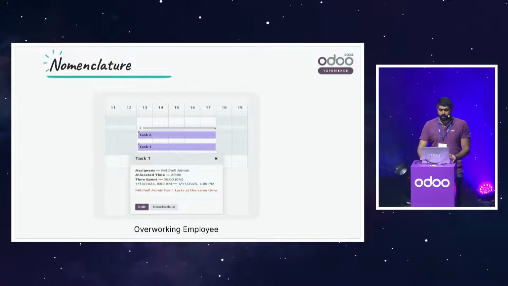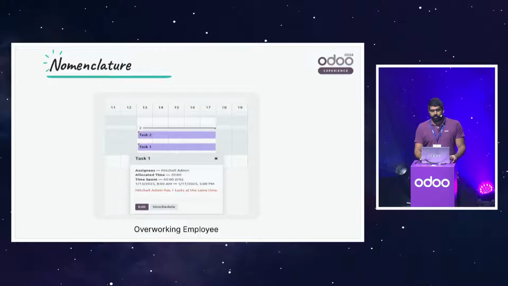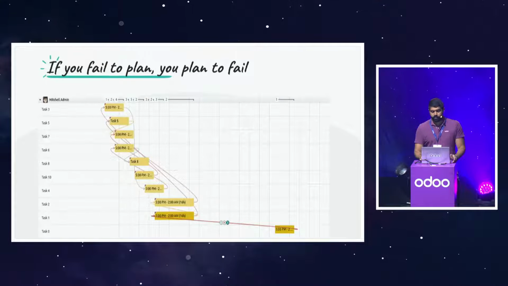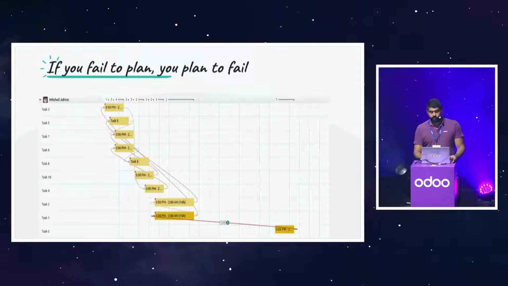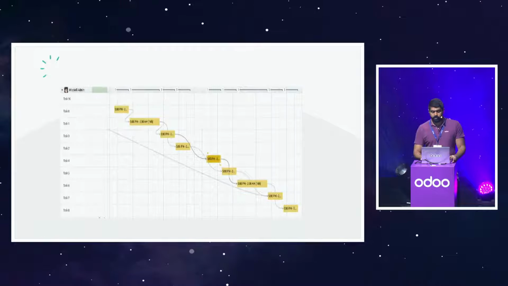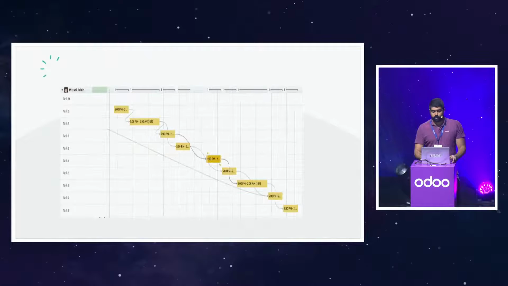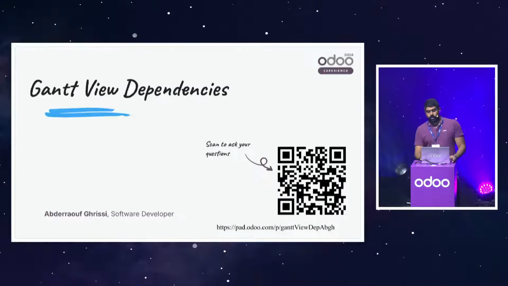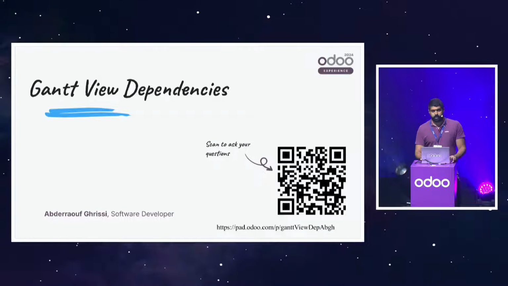If our employee is working 8 hours a day and we are assigning one or many tasks with more than 8 hours, we are forcing the employee to overwork. So this is a poorly organized project because it's red everywhere. So today, we're gonna see in depth how with a simple click, we move from this poorly organized project to this one. My name is Abdurrauf Ghrisi, software developer at Odoo, and I added the pad for you, so don't hesitate to scan the QR code and ask any question.